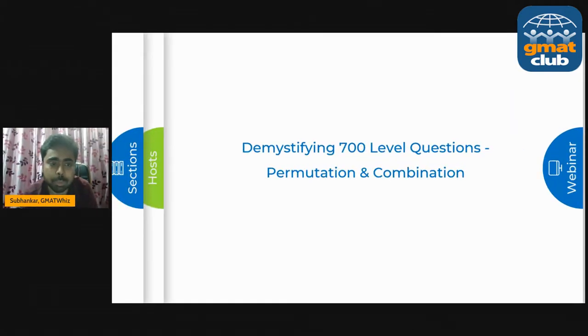So I'll then get on to the session, and this session is about solving some higher level questions in permutation combinations. I will definitely get into those kind of questions and solve. And before that, can you guys, in a sentence, not too long, tell me what are your main pain points in terms of this particular area, permutation combination? When you try to solve questions from permutation combination, what are the main pain points you face? If I can get a few answers on that.